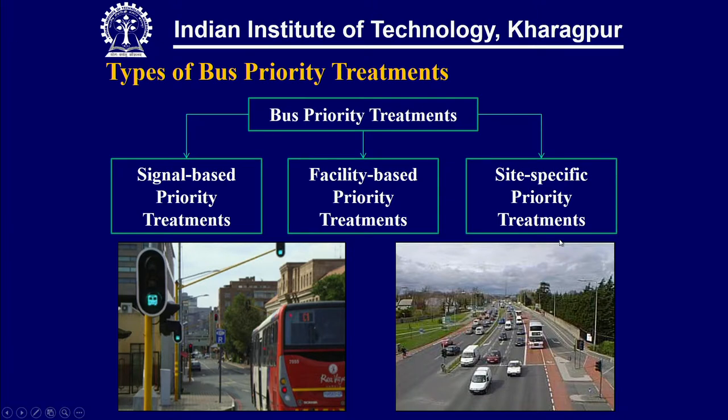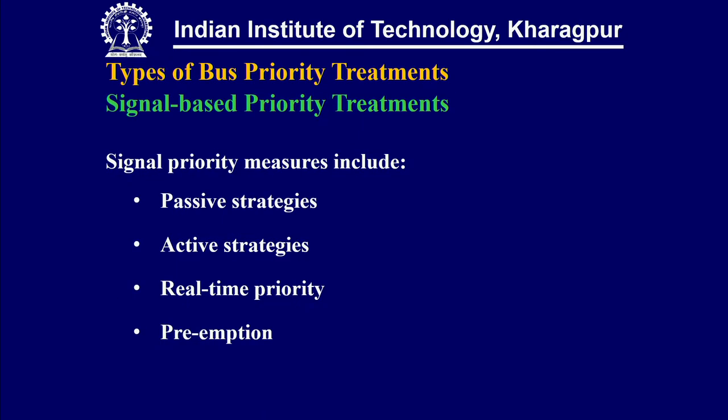How do we provide bus priority treatments? That is the next question which comes automatically. So, you can provide priority, it may be signal based priority treatment, it could be facility based priority treatment, or it could be site specific priority treatment. Now, in the next few slides, I am going to discuss each of these.